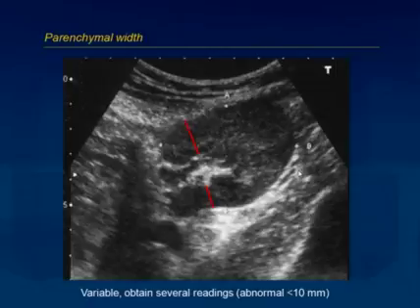Parenchymal width can be measured at the same spot where you've just measured A and B as detailed before. Obviously there are several measurements that can be obtained, and indeed a good transplant ultrasound report should provide several readings. So for example in this case you would say that the parenchymal width is between 10 and 13 millimeters. It would be abnormal if that was below 10 millimeters. That's worthwhile to keep in mind.